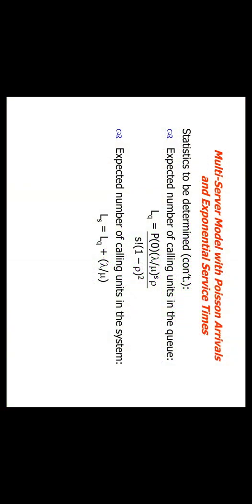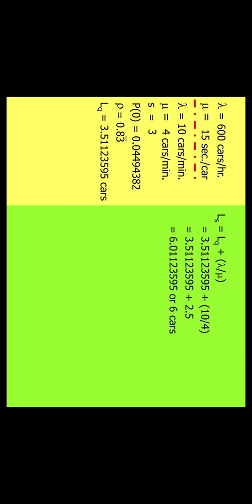Then again, simply compute. You're going to get an L sub q value equal to 3.51123595 of a car. Again, the values we get here are all in averages. Next, expected number of calling units in the system, L sub s, which is equal to the value of your L sub q plus lambda over mu, which is your 10 over 4. This would give us a value of 6.011235595, or approximately 6 cars in the system.